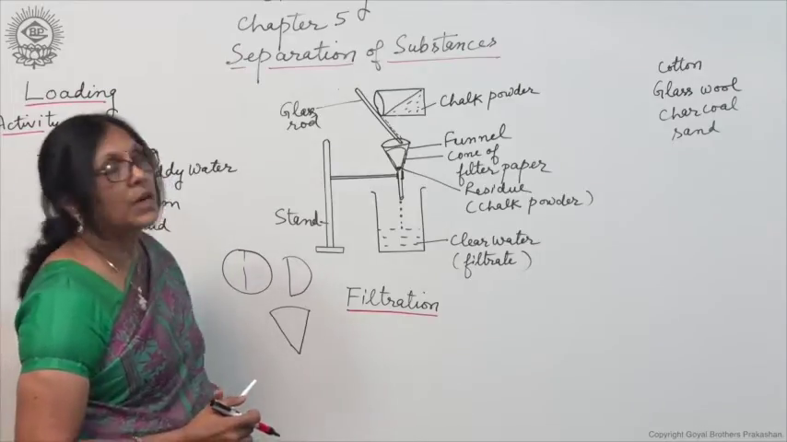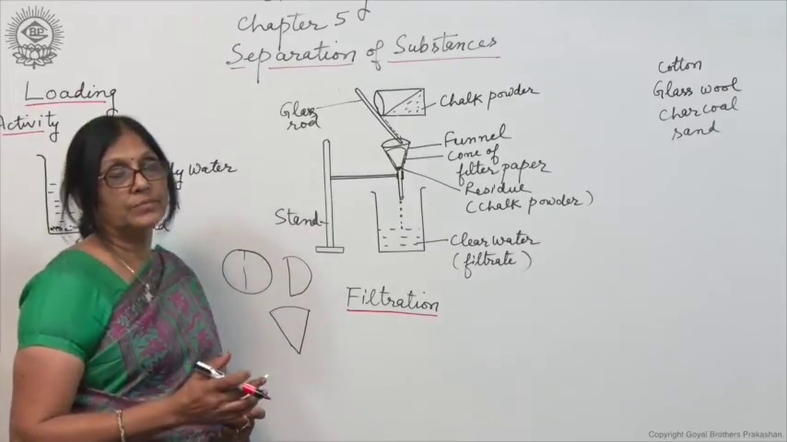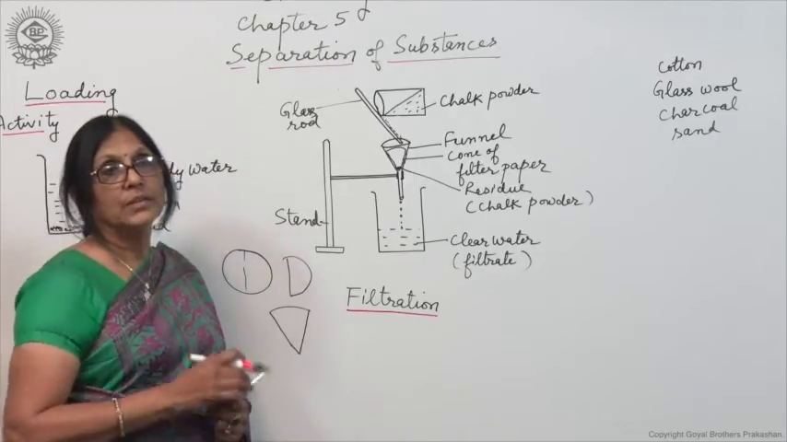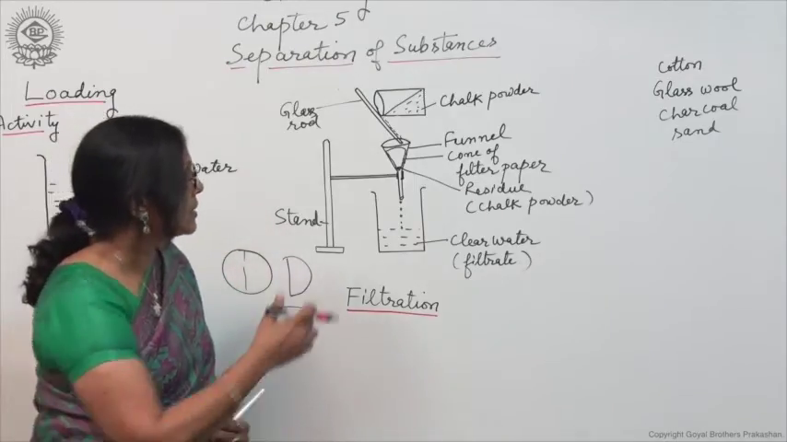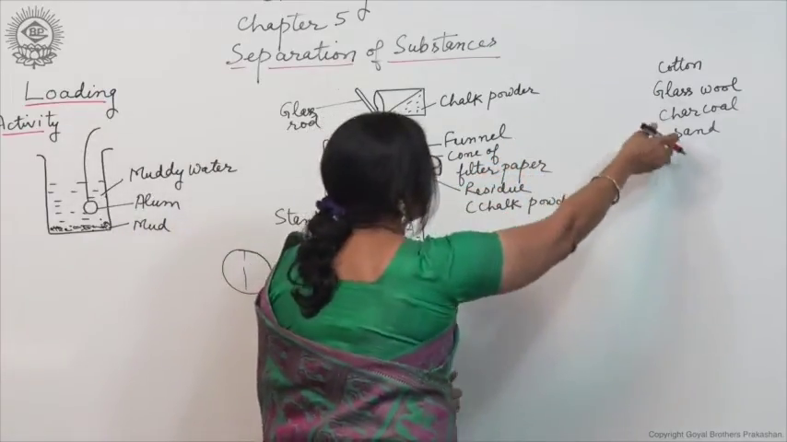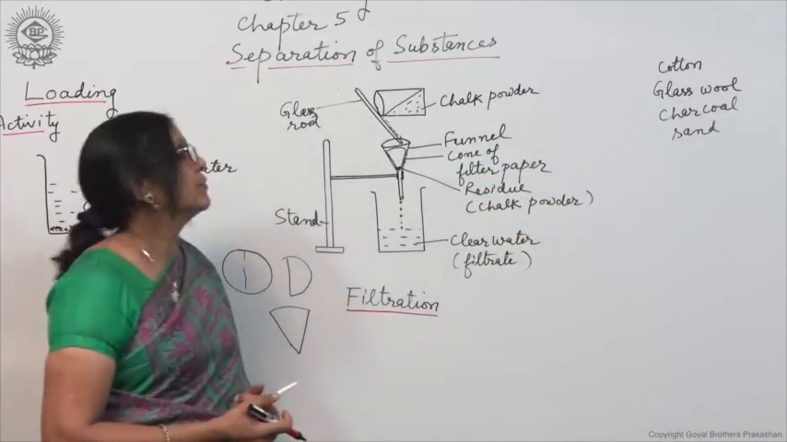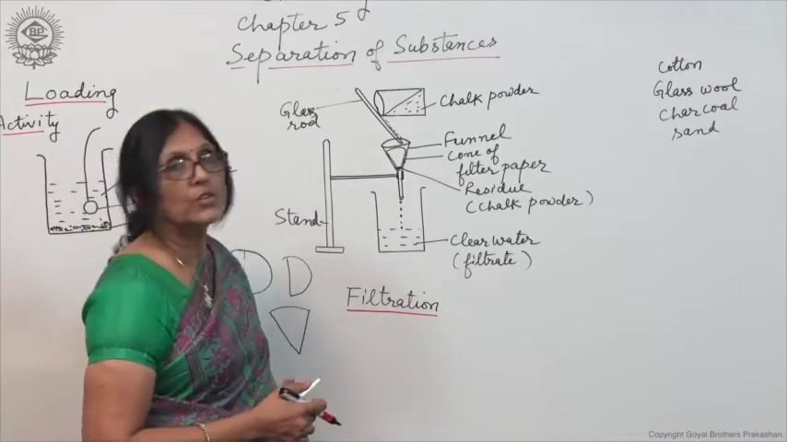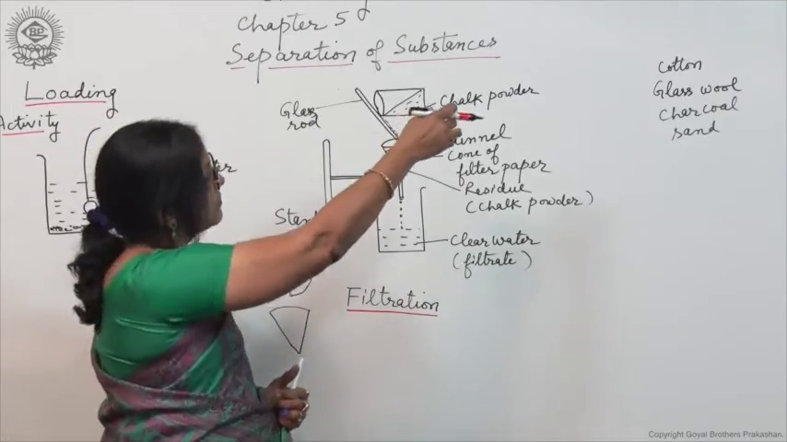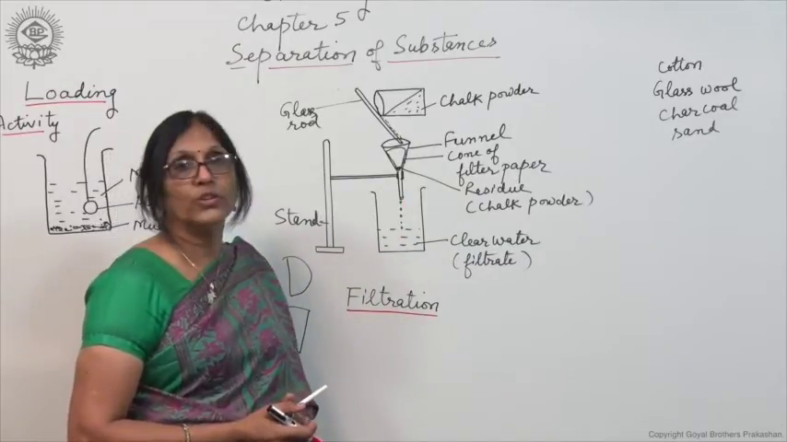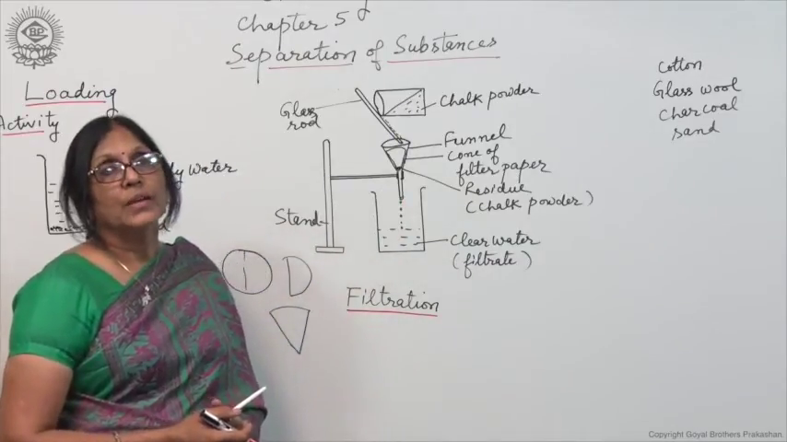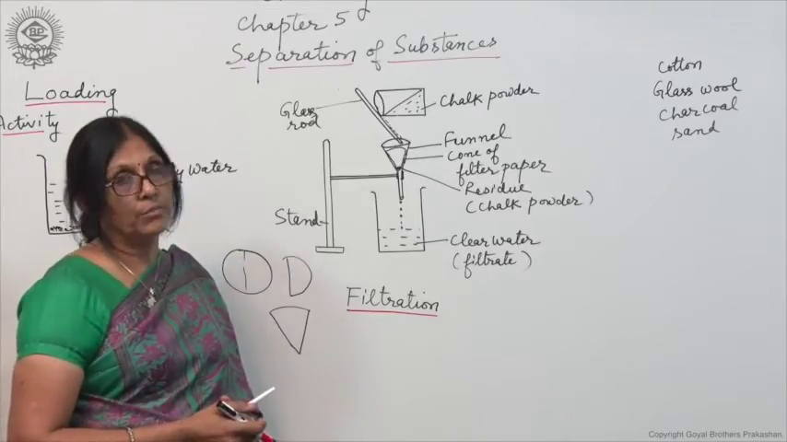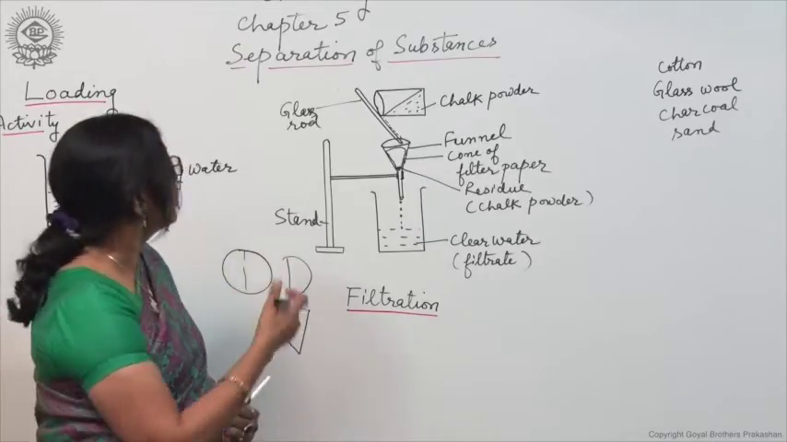Now suppose you have to filter a large volume of the mixture in less time, then other substances can also be used, like cotton, glass wool, charcoal or sand. If impure water, water containing suspended insoluble impurities, is passed through these, then clear water will pass out, leaving behind the solid impurities. So this is how filtration can be done.